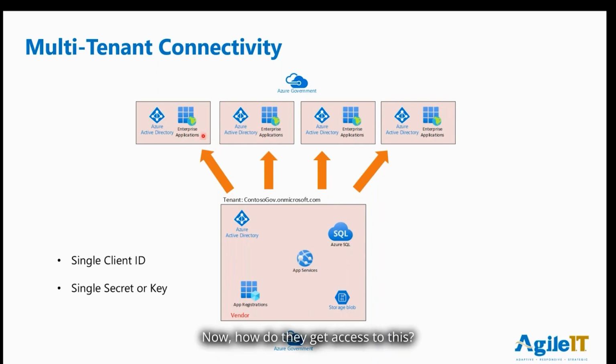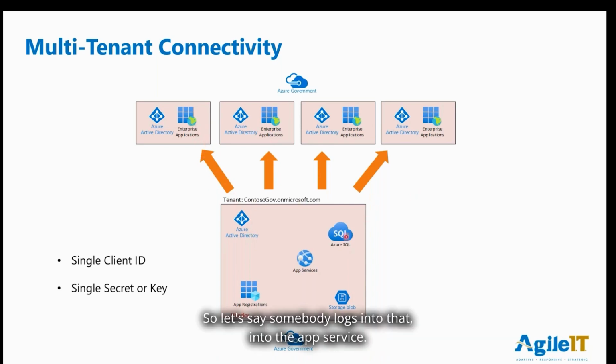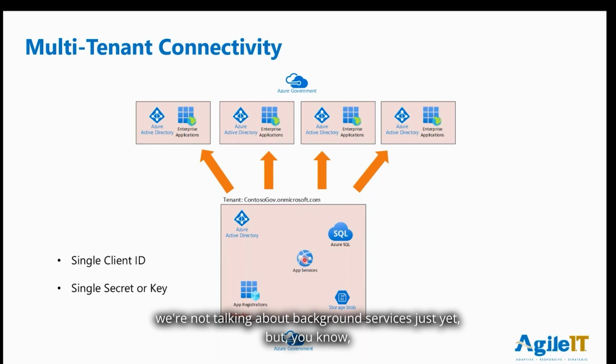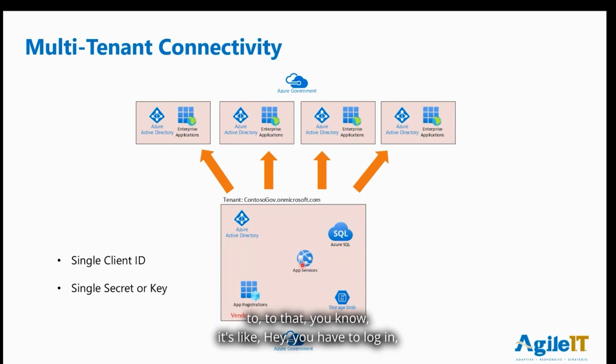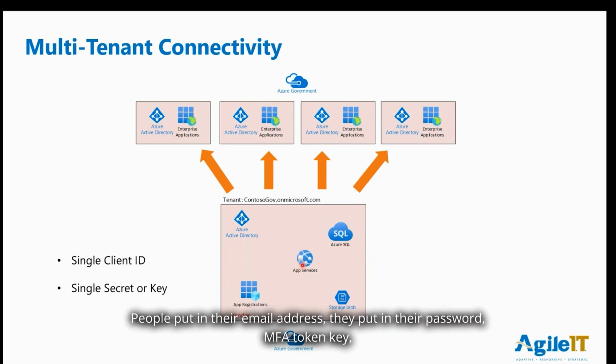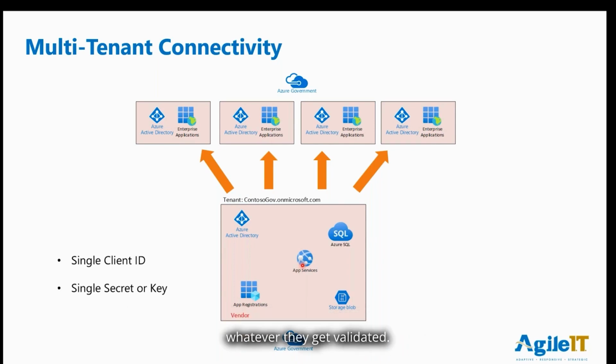Now, how do they get access to this? Well, when there's authentication to the other one. So let's say somebody logs into the app service. We're not talking about background services just yet, but people log into the service. When they go to log in, it gets sent to that. It's like, hey, you have to log in, hit the login button, goes to the Azure government login. People put in their email address, their password, MFA, token key, whatever. They get validated. So when it comes back, you're going to get a token back that essentially says, here's who this person is and what you need to go do.